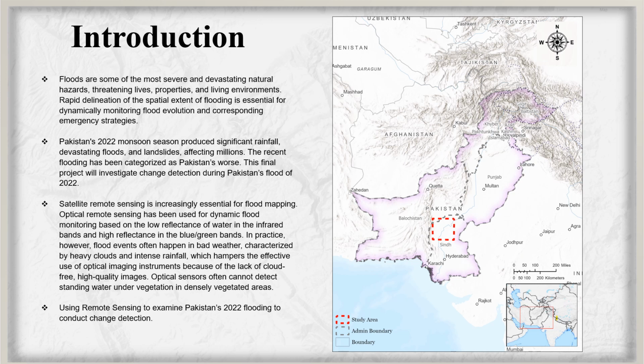In practice, however, flood events often happen in bad weather characterized by heavy clouds and intense rainfall, which hampers the effective use of optical imagery instruments because of the lack of cloud-free, high-quality images. Optical sensors often cannot detect standing water under vegetation in densely vegetated areas. Using remote sensing to examine Pakistan's 2022 flooding to conduct change detection.